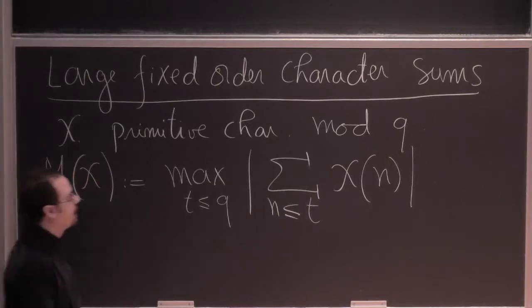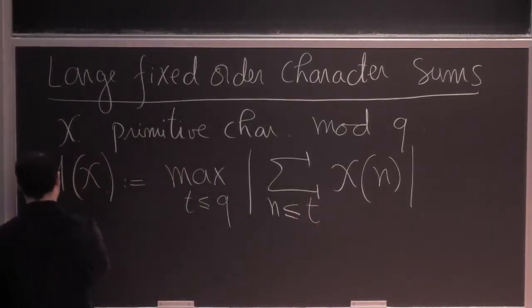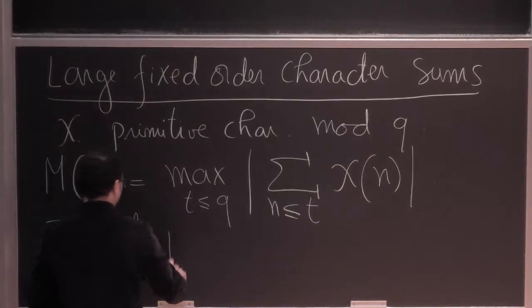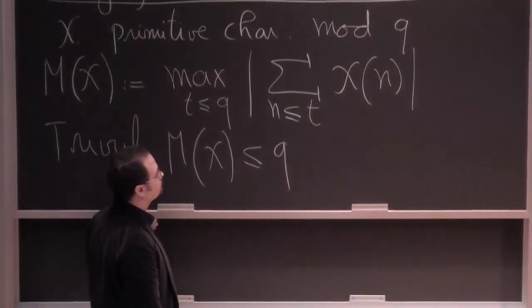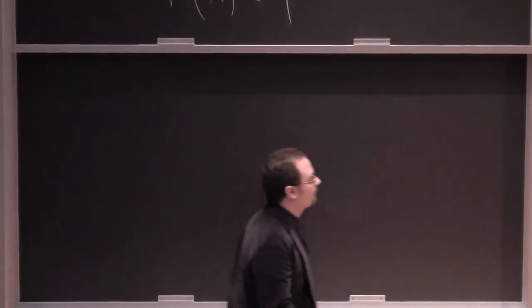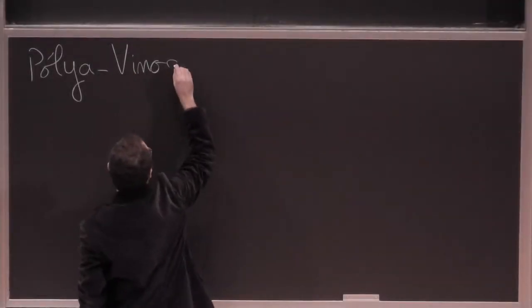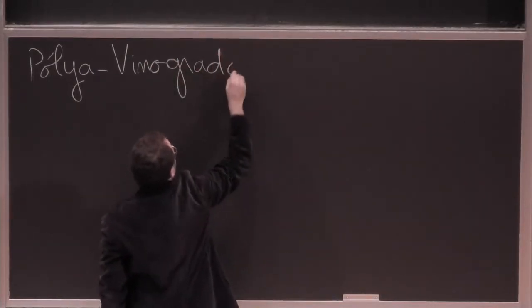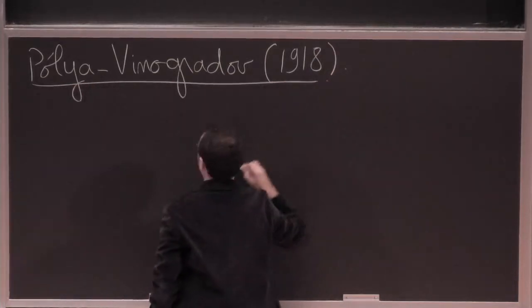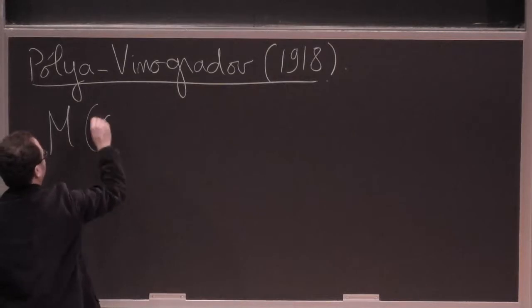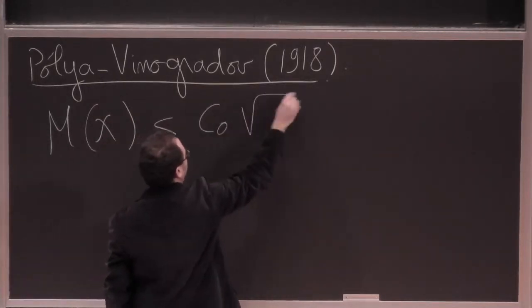Well, trivially, by bounding everything by 1 here, you get a trivial bound. But of course, we can do much better than this. We can have square root cancellations. And this is the classical Vinogradov inequality discovered independently by Polya and Vinogradov in 1918. So what the Polya-Vinogradov inequality tells you is that M of chi is bounded by a constant times square root q log q.